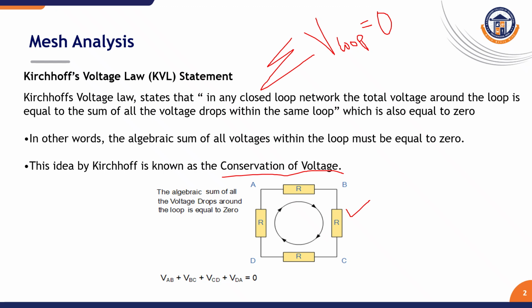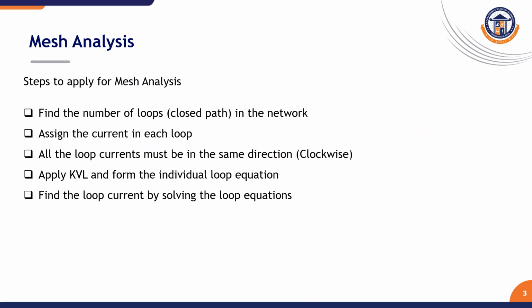So each resistor's voltage drop we are going to measure, and then we are going to add them up in one direction, clockwise or anti-clockwise. In the algebraic sum, sometimes it may be a plus voltage or minus voltage. So you take it as an algebraic sum that will equal 0. That is your KVL, right?